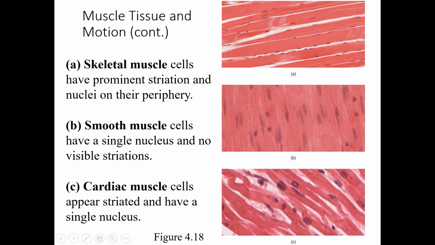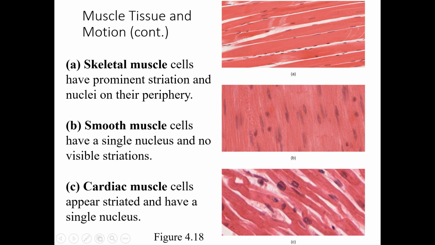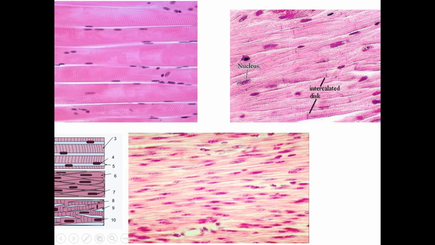Next one. Smooth muscle cells have a single nucleus and no visible striations. If right here in skeletal muscles, in one cell you could see several nuclei, in the smooth muscle, one cell has just one nucleus. That's a better picture where you can see smooth muscles. One cell, one nucleus, no striations. Finally, cardiac muscles. They are also striated and have a single nucleus, and also they are branching.